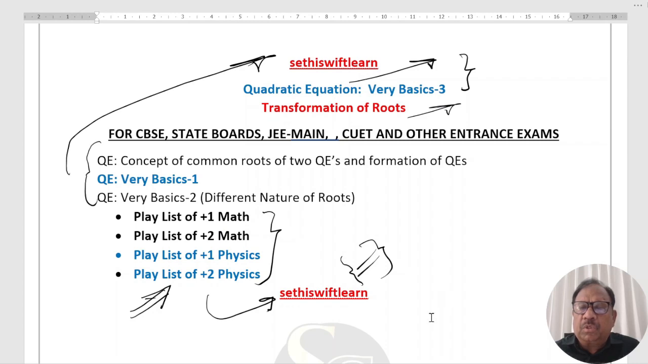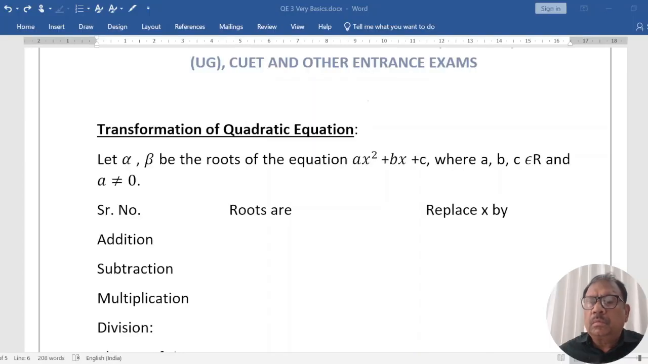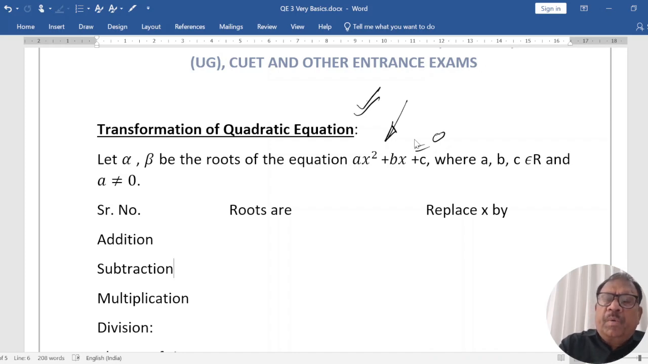Now, let's start with the questions. The question is regarding transformation of quadratic equation. Through this topic, the concept will be cleared. If alpha and beta are roots of the equation ax square plus bx plus c equal to 0, operated by a certain real number or integer value, where a, b, c belong to real numbers and a is not equal to 0. If a becomes 0, the equation will not be a quadratic equation.